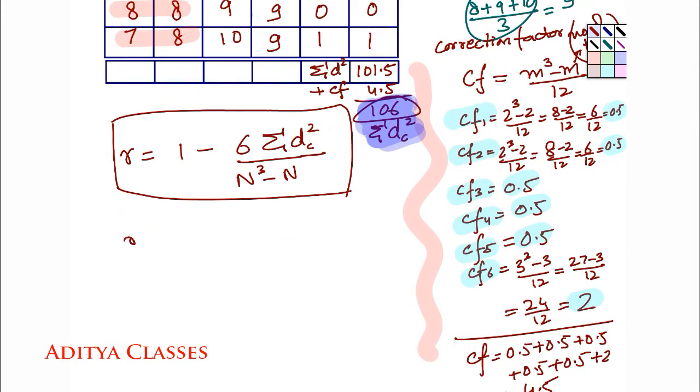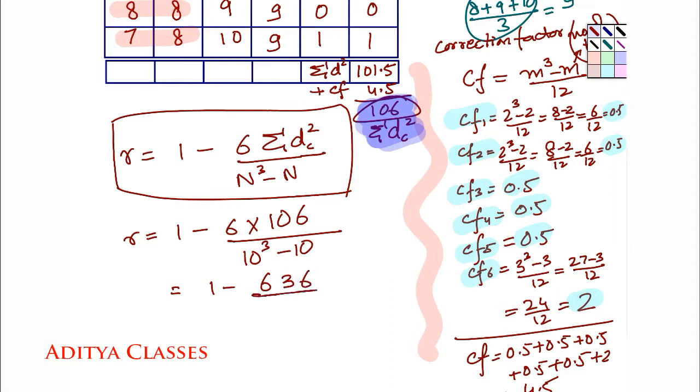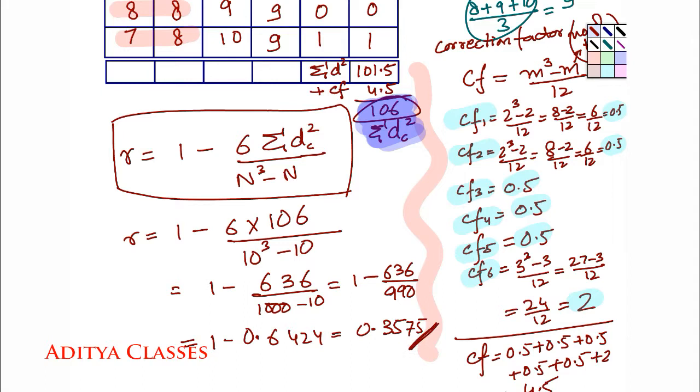Everything remaining is the same. R is equal to 1 minus 6 multiplied by 106, the corrected d square, upon n cube minus n. n cube would become 10 cube minus 10, making it 1 minus 636 upon 1000 minus 10, making it 1 minus 636 upon 990, further making it 1 minus 0.6424, a total of 0.3575. So this is my rank correlation, 0.3575.